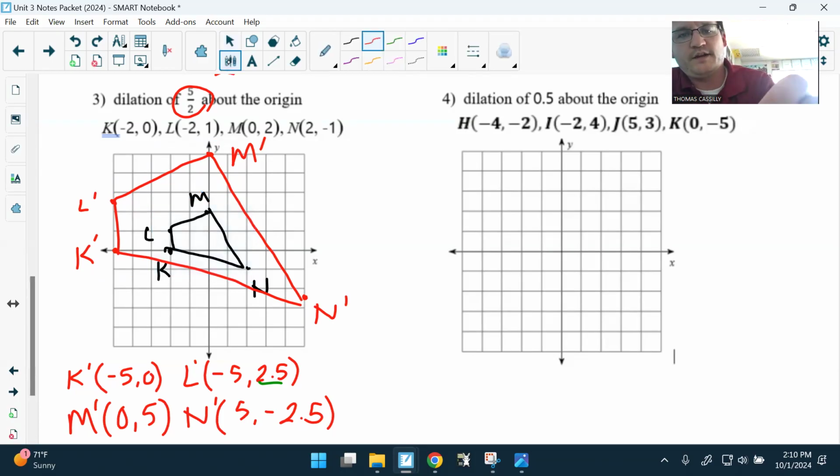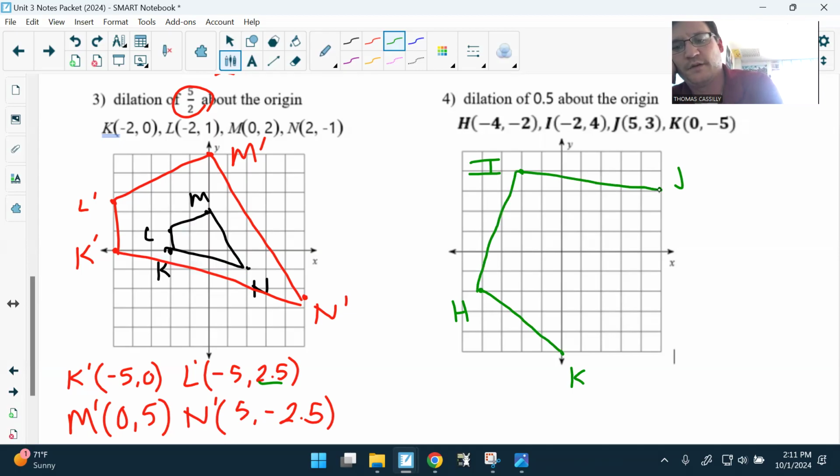Now the last one, dilation of 0.5. So this one, we are making smaller. First things first, plot the points, 1, 2, 3, 4, 1, 2. So here's H. I is at negative 2, 4. J is at 5, 3. And then K is at 0, negative 5. And so that is our picture.